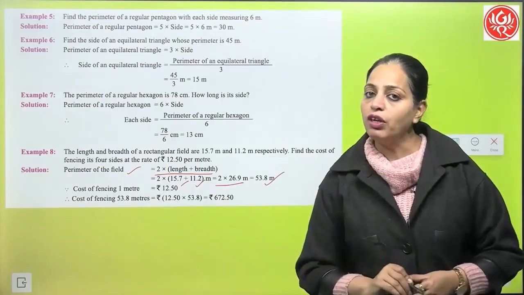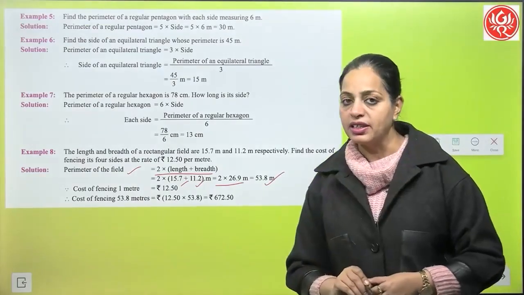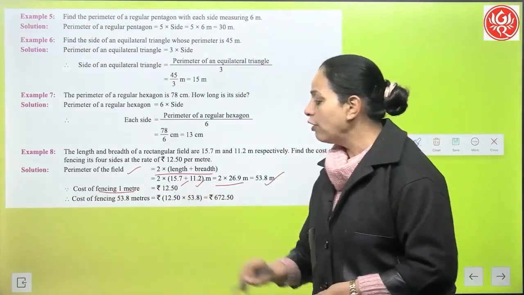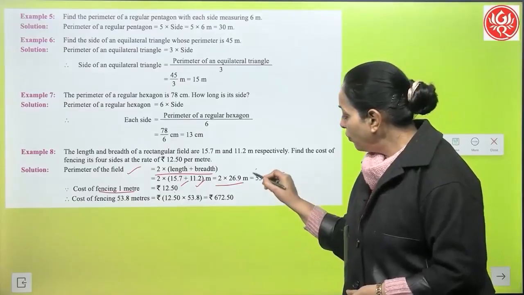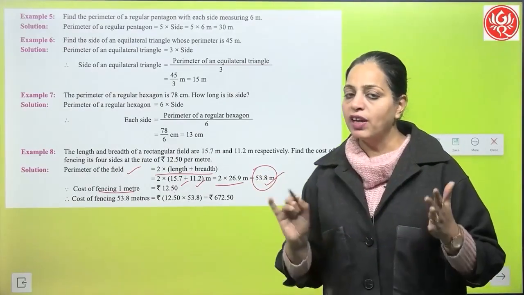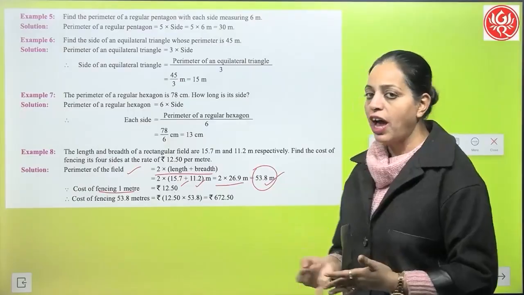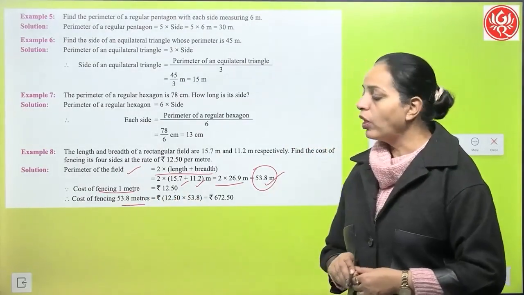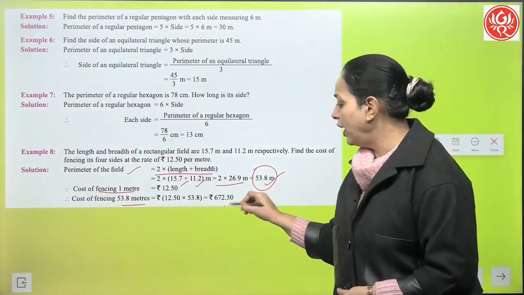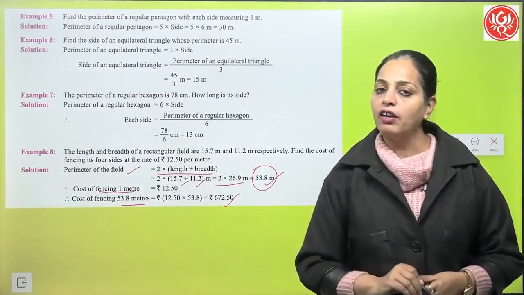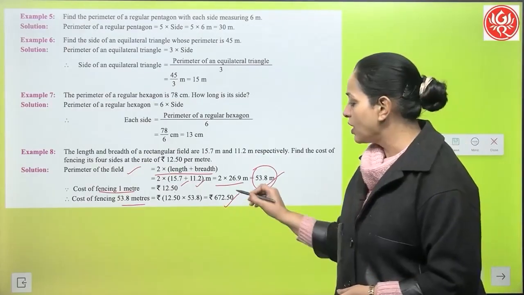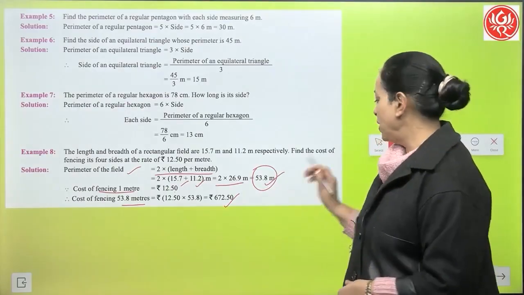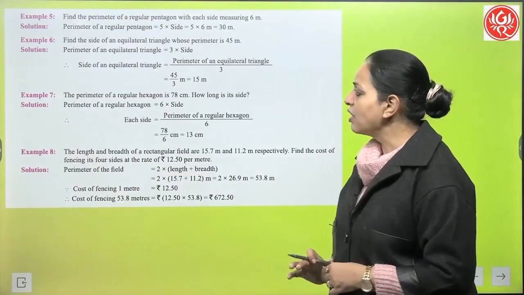This is 53.8 meter. And we know the cost of fencing 1 meter is rupees 12.50. And to fence 53.8 meters, how much do we have to spend? So here, the cost of fencing 53.8 meter is 53.8 multiplied by 12.50 rupees. So the answer is 672.50 rupees. Okay. So I hope this is clear to you.